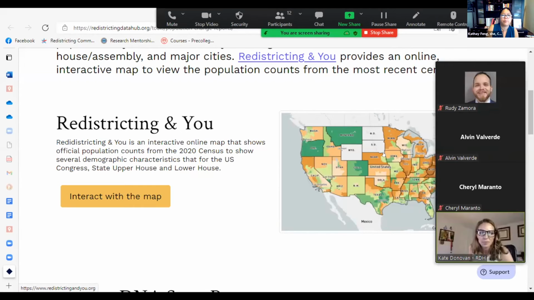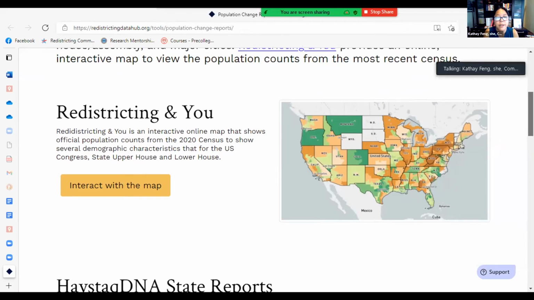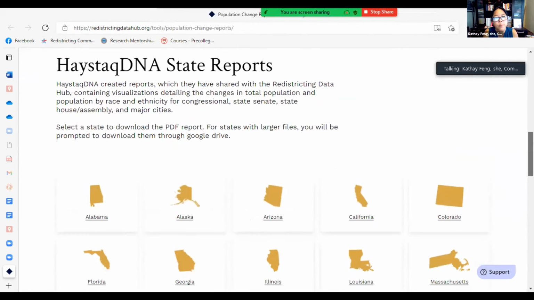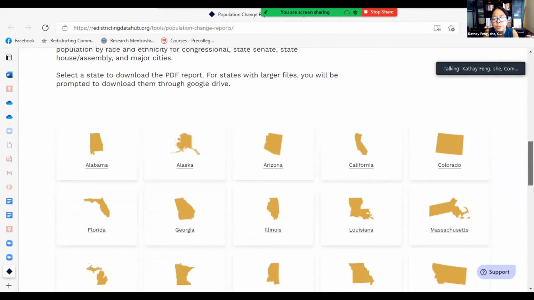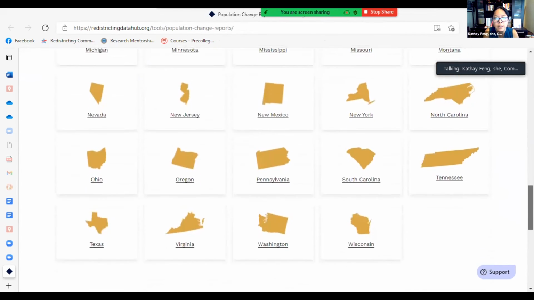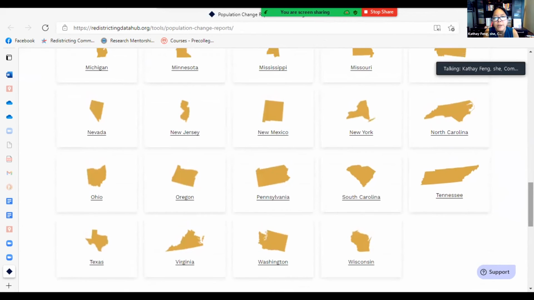I'm not seeing any additional questions coming up, so I'll try sharing my screen and we can take a look at some of those reports. I saw them for the first time today and they were pretty neat. This is from the Redistricting Data Hub website, and these are the state-by-state reports that Haystack DNA produced. These are some of the states they produced those reports for. I'm not sure if anybody wants to nominate a state for us to click into.